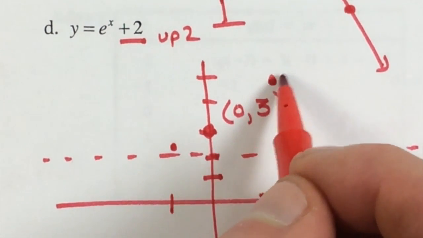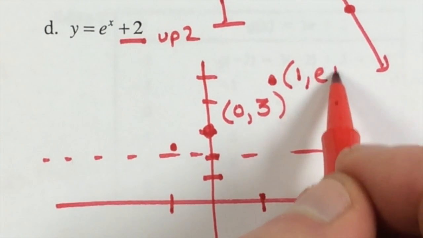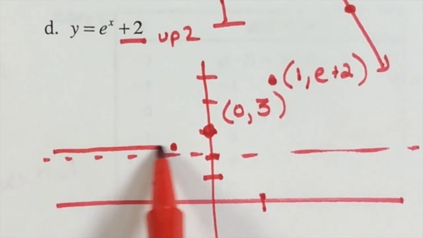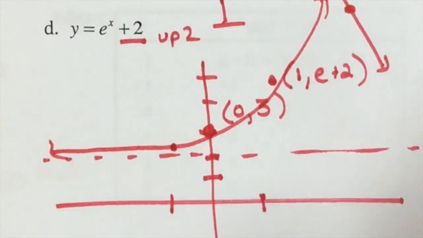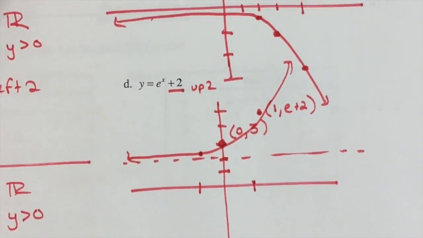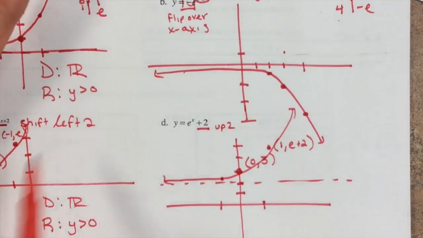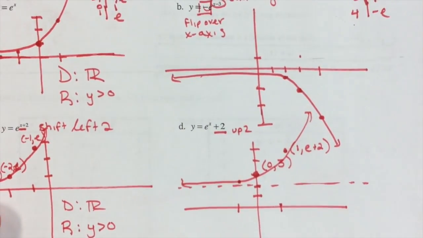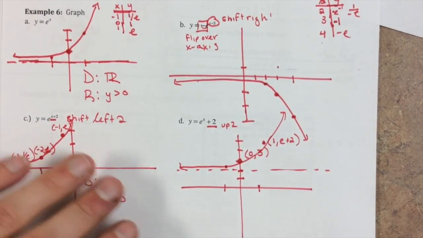So right here at 1, it's e plus 2. So there's my graph. If we know how to shift things up, down, left, and right, and flip them, we can graph any one of these shapes. So last bit, this is the fun part.